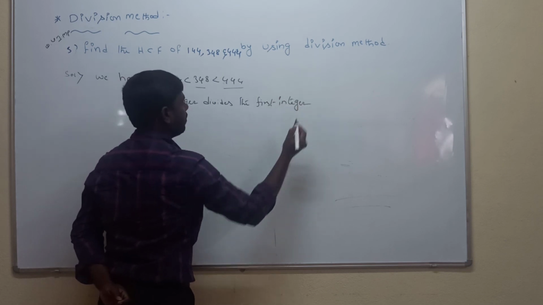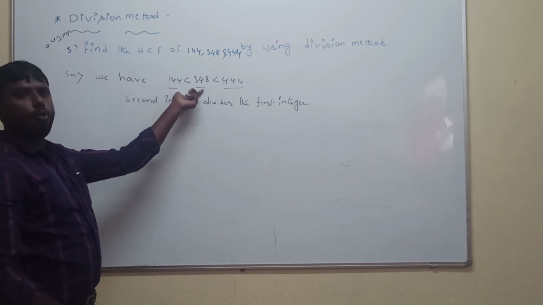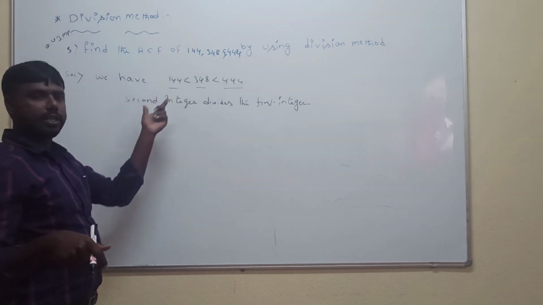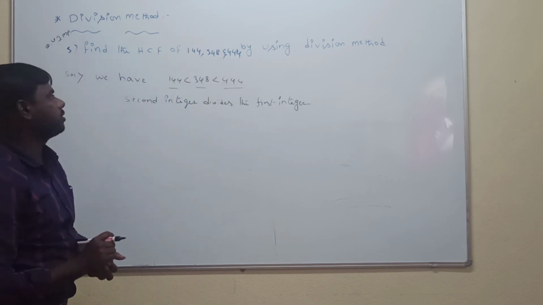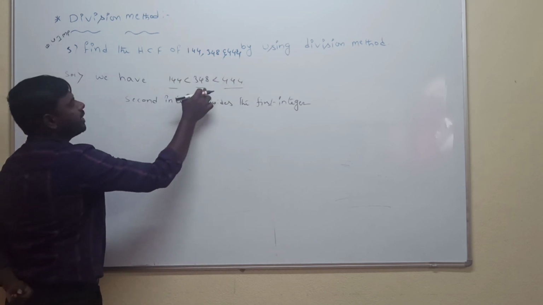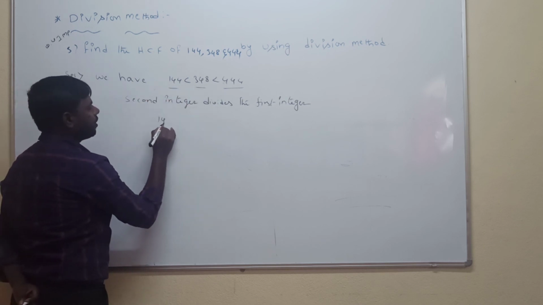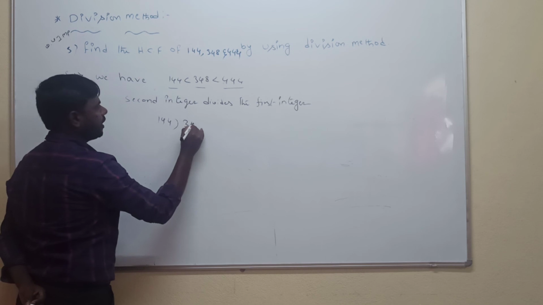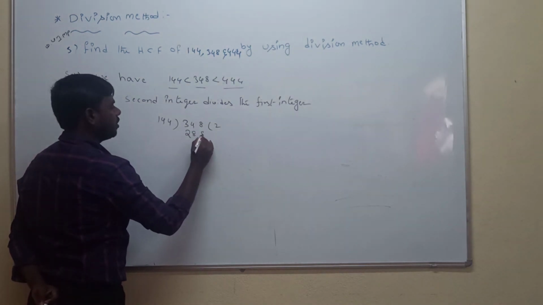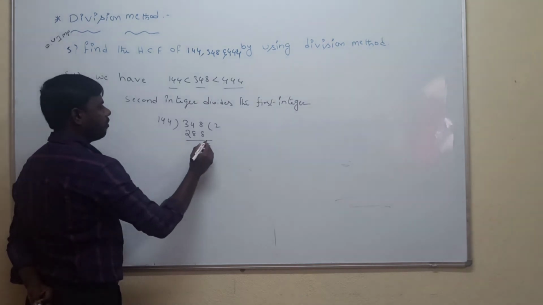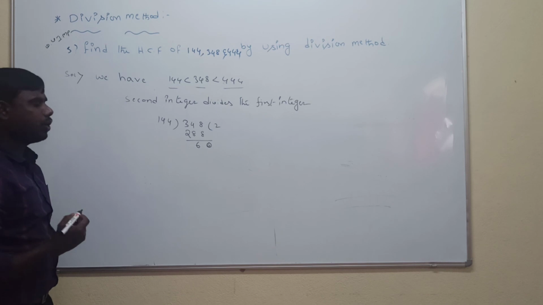Whenever three numbers are given, for two numbers you can use the division method. What is the final divisor we get? Next, the third integer is divided by the final divisor. So first, using the second integer divided by the first integer, 144 and 348. 144 times 2 is 288. 348 minus 288 is 60. The final remainder is not 0.